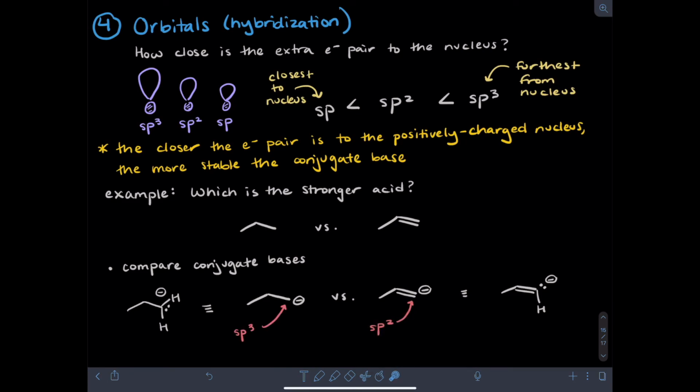On the left, my carbon with the single bond to another carbon is sp3 hybridized, while the carbon in my molecule on the right with the double bond to another carbon is sp2 hybridized. sp2 orbitals are closer to the nucleus than sp3 orbitals, meaning a carbon with a lone pair in an sp2 orbital is more stable than a carbon with a lone pair in an sp3 orbital. The alkene is the stronger acid that makes the more stable conjugate base.